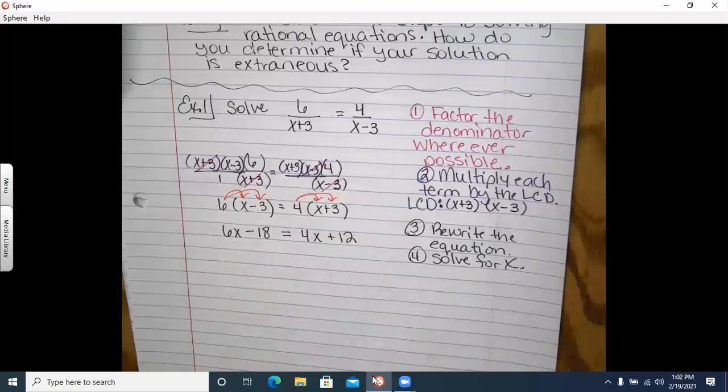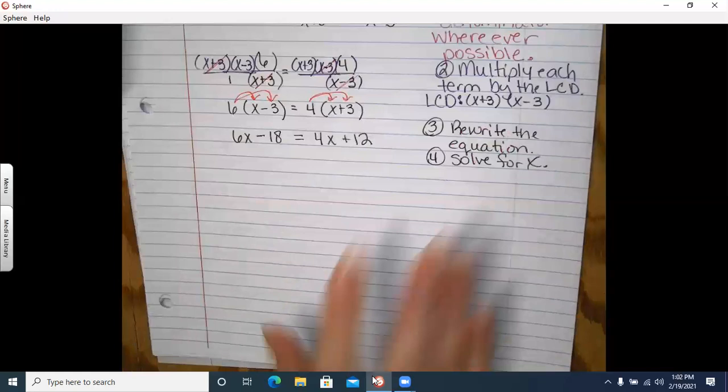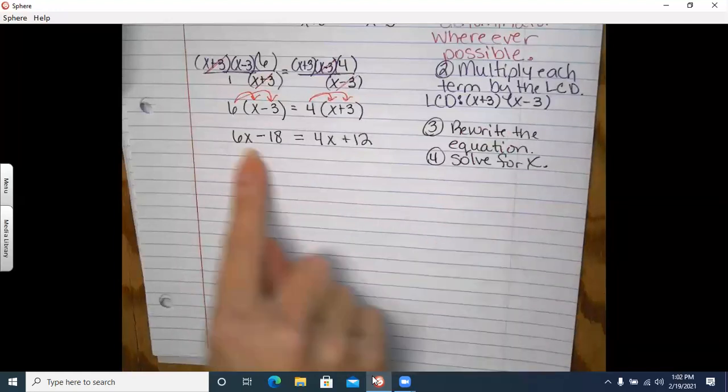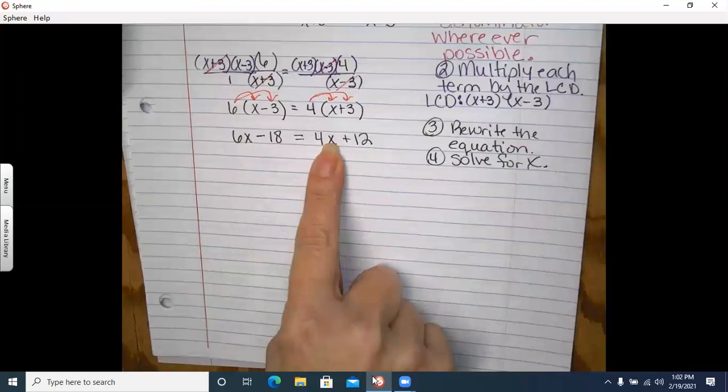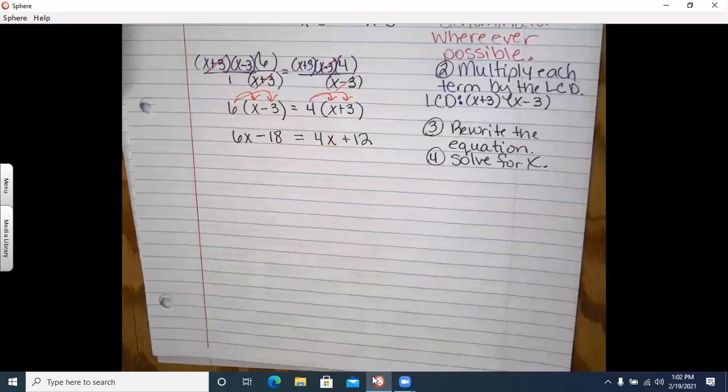Thank you. All right, so there's 4 different things I could do here. I could subtract 6x from both sides. I could add 18 to both sides. I could subtract 4x. I could subtract 12. Me personally, I usually like to start with getting my x's together and positive if possible. So if that's my goal for during this next step, what would I do next? Subtract 4x from both sides.